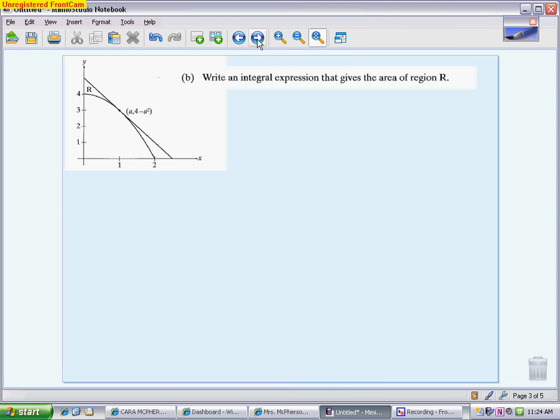Second part wants to know an integral expression that gives the area of region R. They don't actually want to find the area, they just want the integral that would set it up. So for my region R, it goes from 0 to a, and I know some students might be tempted to say, well, it kind of looks like it goes to 1, but we don't know that for sure, so we can only go with what we know, which is it goes from 0 to a. And then it is top minus bottom. The top is the tangent line, which I'm going to use what I just had in part A. My tangent line was negative 2ax plus a squared plus 4. So that's my top. And then minus the bottom, which is my parabola 4 minus x squared.